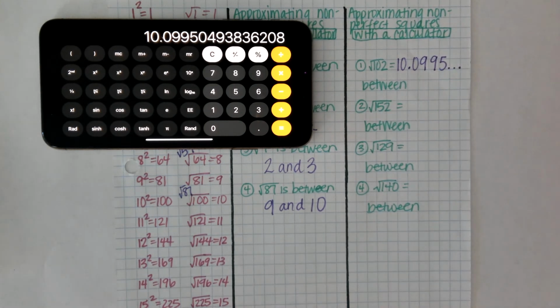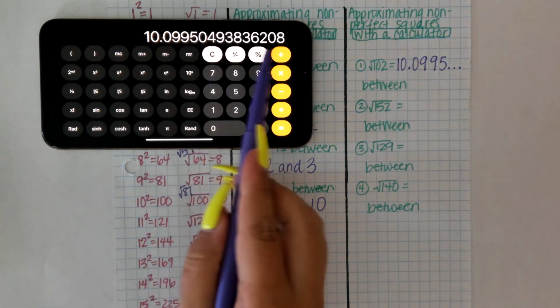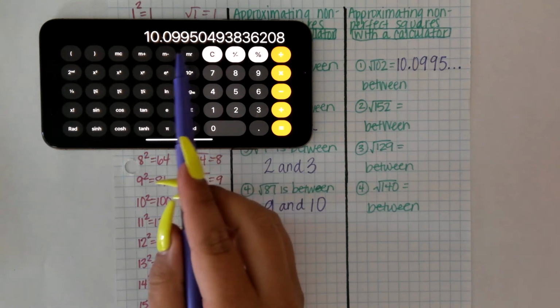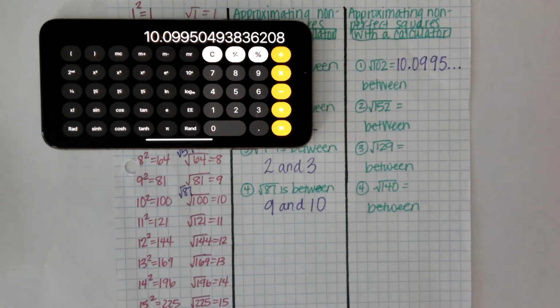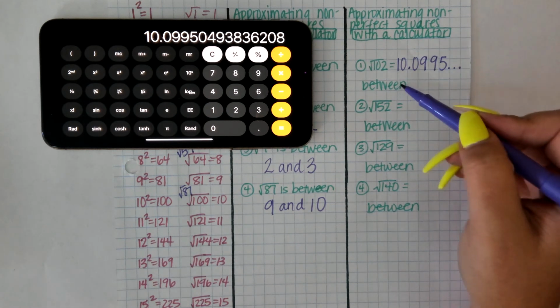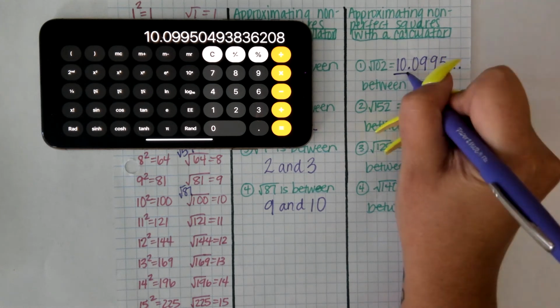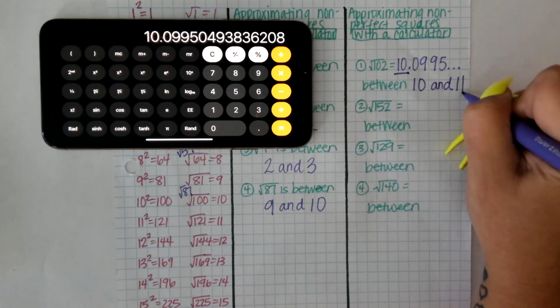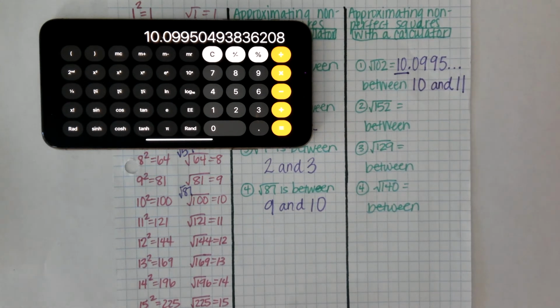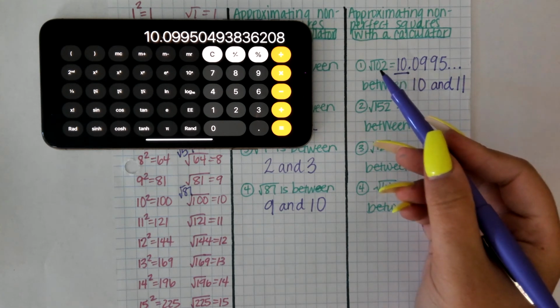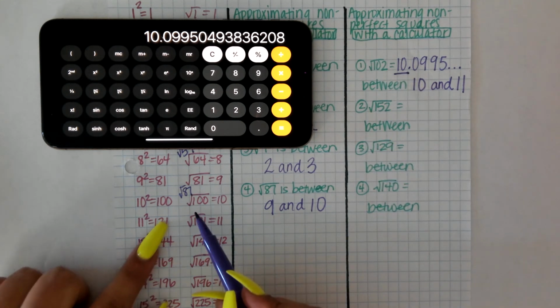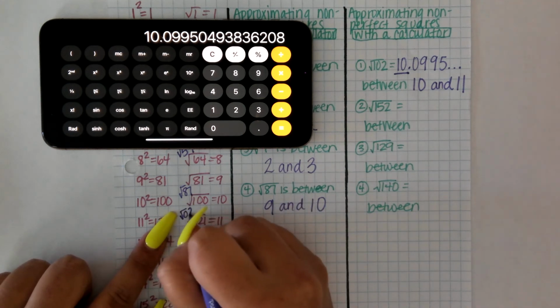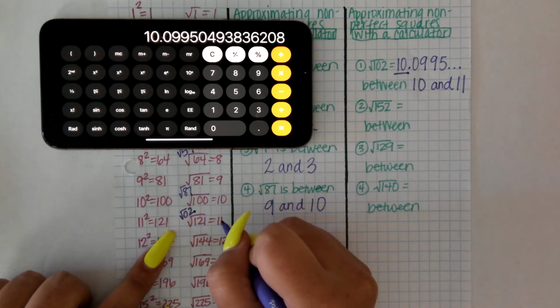So like I said in the previous video, non-perfect squares are also irrational. You can see that here. It is non-repeating and non-terminating. So all non-perfect squares are going to be irrational. So this number is going to be between, I'm going to look at this one. So the first number is 10. So it's going to be between 10 and 11. Okay, if you are not sure, if you don't want to use a calculator, you can always come and check your square roots. The square root of 102 is between 10 and 11.